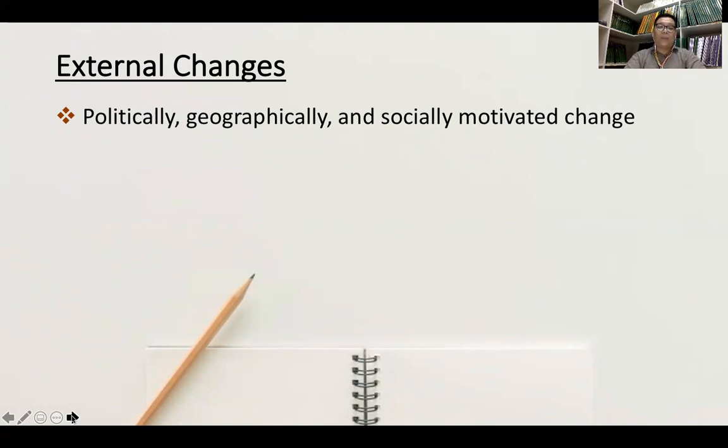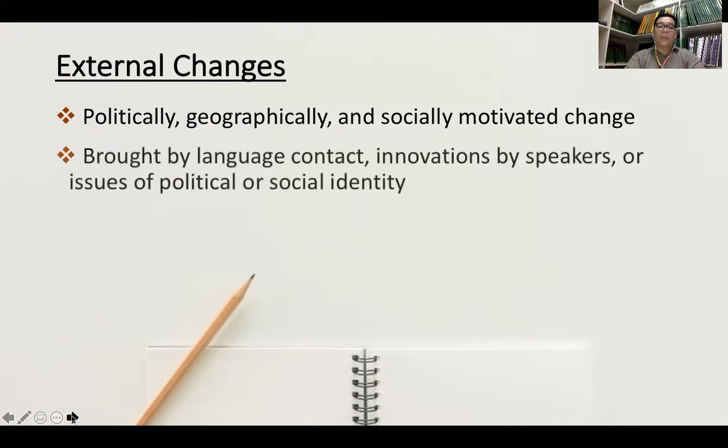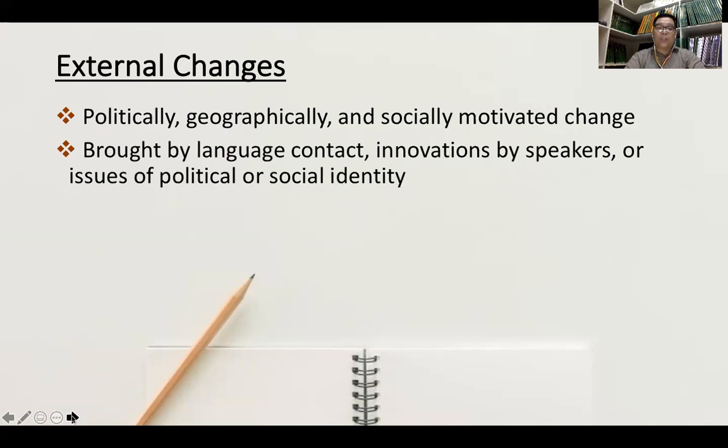Now, before, there were significant political and social events that also contributed to the different changes in the English language. Now, these are external changes. We also have geographical changes because in history, there had been migrations or immigrations happening among countries, which also contributed to the use of the language and also the dominance of a language in a specific geographical location. External changes are also brought by language contact, innovations by speakers, or issues of political or social identity.